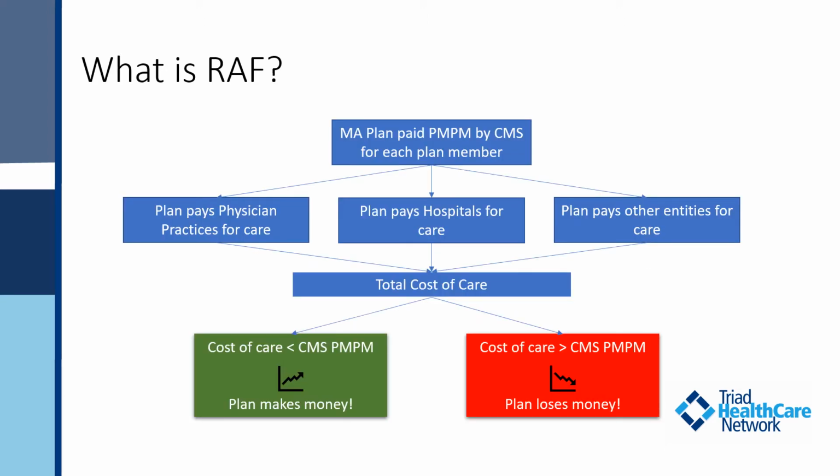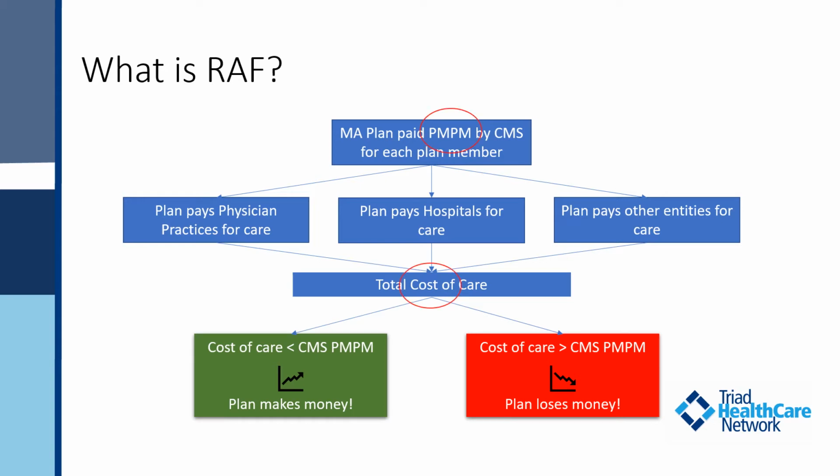Now, as I just indicated, Medicare Advantage plans take risk, and so they are paid a per member per month by CMS for each plan member that they care for. And then the plan pays physicians for their care, pays hospitals for their care, and other entities for the care that's provided for the patient. And this creates the total cost of care for the patient that you can see there in the middle of this slide. Now, if the cost of care is less than the premium or the PMPM that CMS has paid the plan, then the plan makes money. But if the cost of care is greater than the CMS premium or PMPM, then the plan loses money.